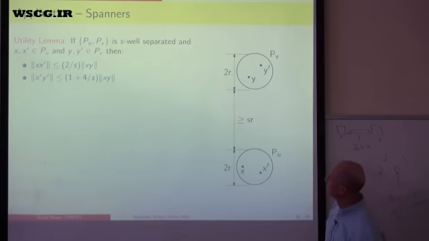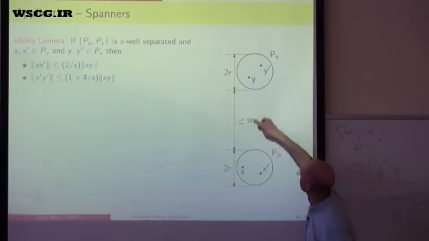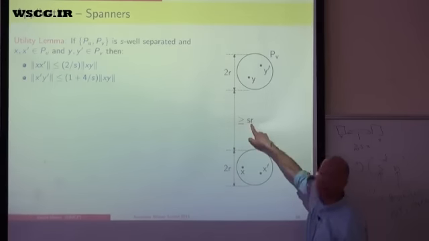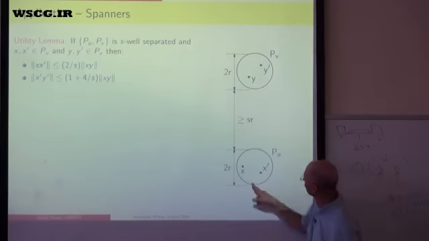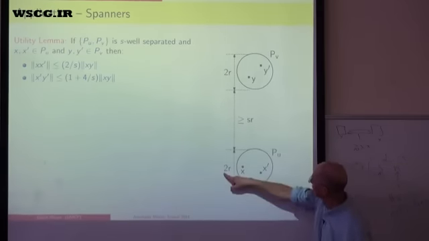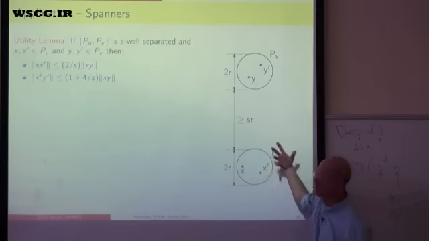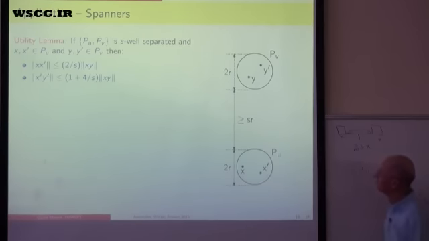I guess in the worst case, I could consider a situation where x and y are as close as they could possibly be, exactly at distance s times r. If I put x prime and y prime as far as they could be, they'll be at sr plus an additional 2r plus 2r, so sr plus 4r, which is 1 plus 4 over s times sr, and then when I compute the ratios, I get this value here.